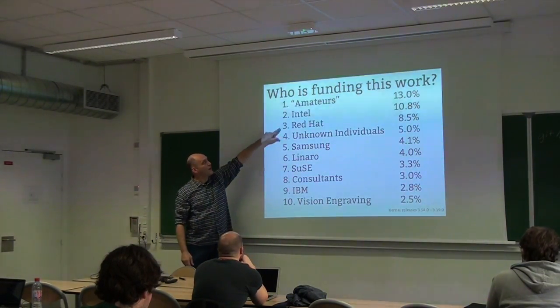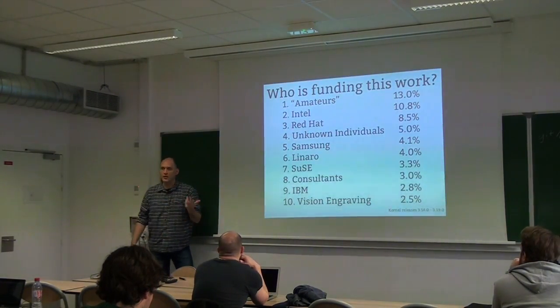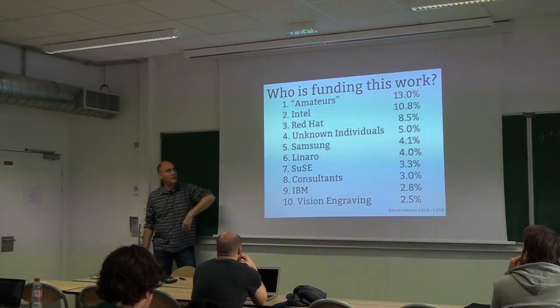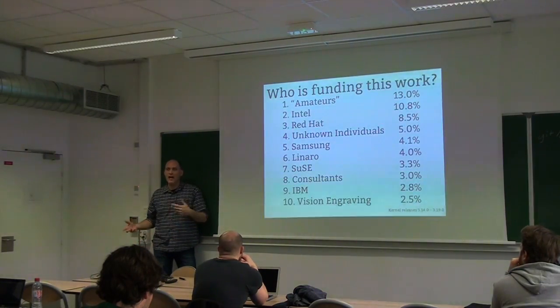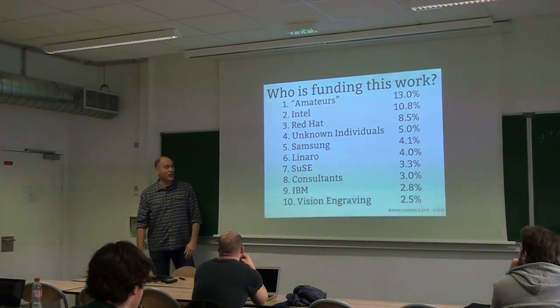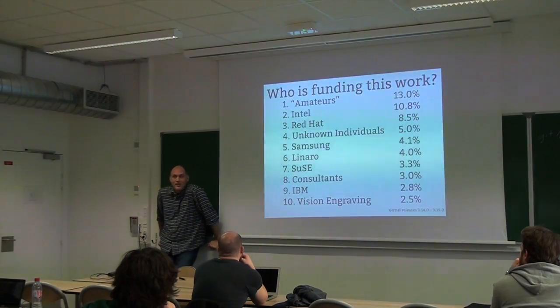So unknown and amateurs. Amateurs are people that don't work for anybody, or they're doing it on their own time. All those amateurs and unknowns are usually 5 patches or less. So the joke is, if you get 5 patches into the kernel, you get a job. It's not really a joke. It's pretty true. All these companies really, really want to hire people. If you want a job, get some patches in the kernel, you can get a job.